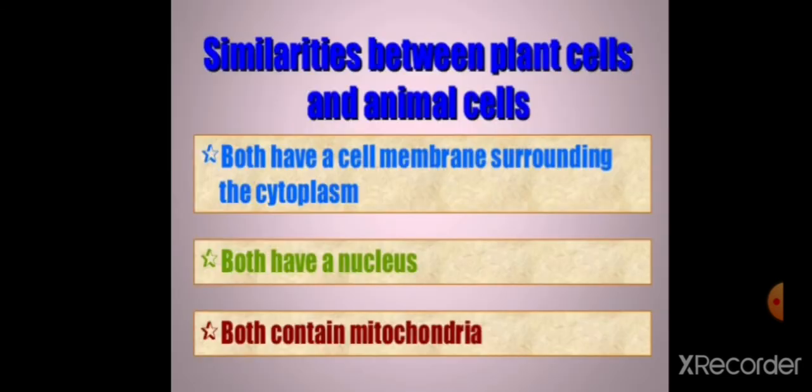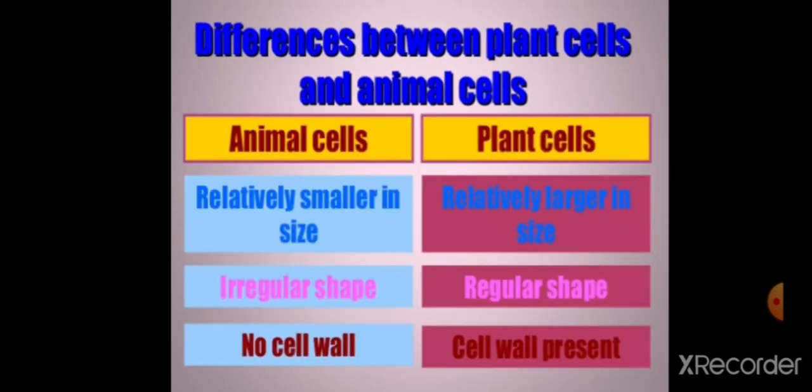And the cells have also got a few similarities, like both plant and animal cells have a cell membrane, right, which is surrounding the cytoplasm. Both have a nucleus, and both plant and animal cells have mitochondria. Now there are a few more differences. Let us see what they are.